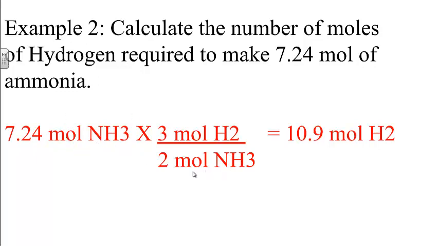Therefore, moles of ammonia comes to the bottom, and it asks in the question to calculate the number of moles of hydrogen. That's why I put moles of hydrogen on top. Again, I look at those coefficients from the balanced equation. It was a 3:2 ratio. Multiply by the 3 on top, divide by the 2 on the bottom. I need 3 significant figures, 10.9 moles of hydrogen.